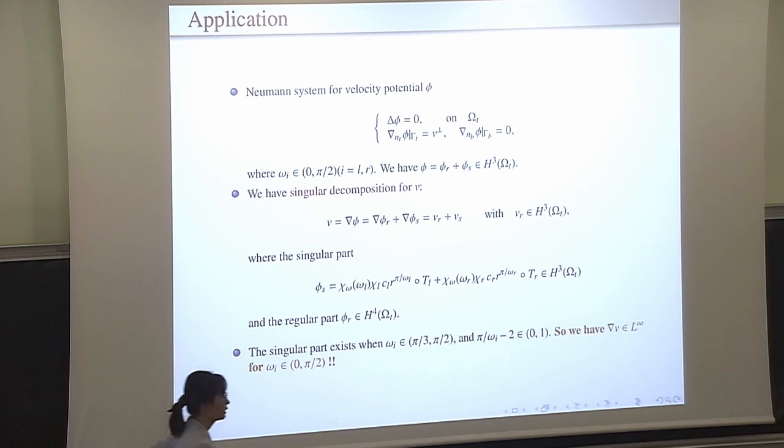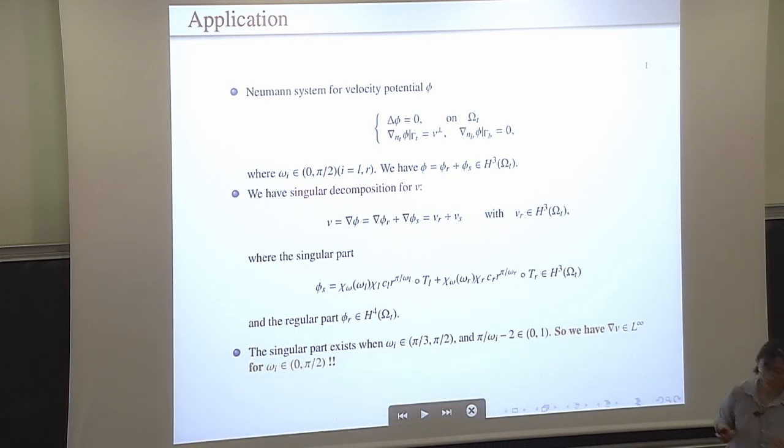And of course, the velocity is a very important part here. So as a result, we have the decomposition for the velocity into a regular and singular part. Explicitly, we can write down the singular decomposition as we showed before for the sectors case. So we have an explicit decomposition here, and here C_L and C_R correspond to the left and right singular coefficients. And what's most important here is the range of the angles. It's less than pi over 2, and the singular part only shows up in this range.